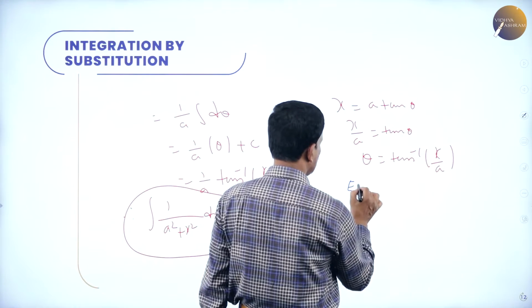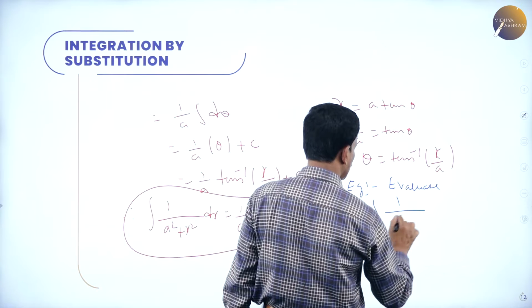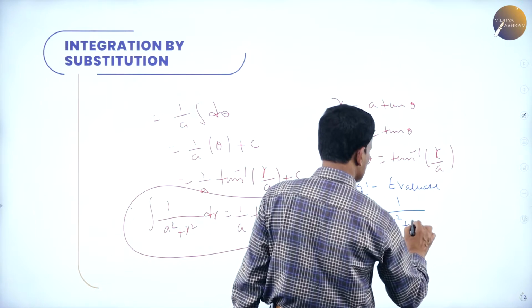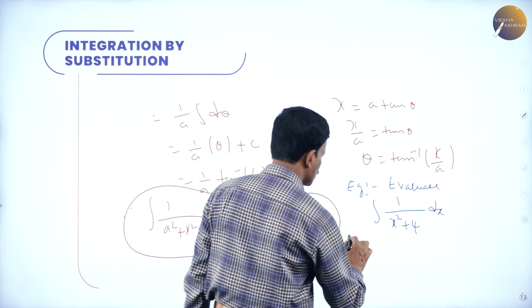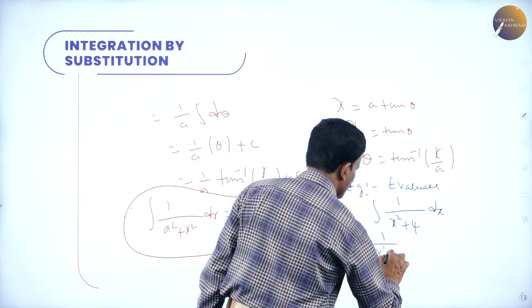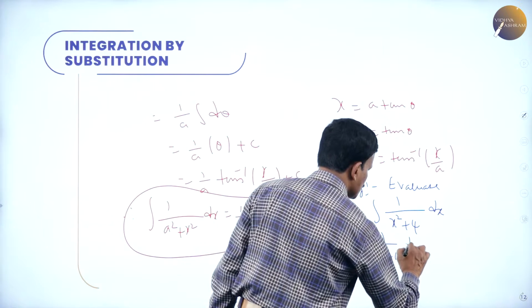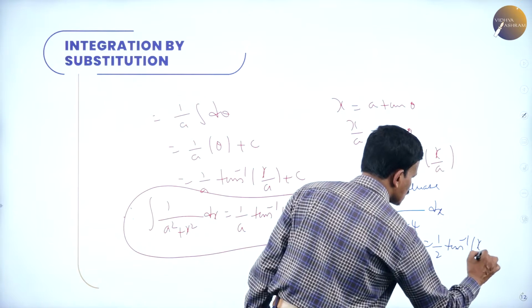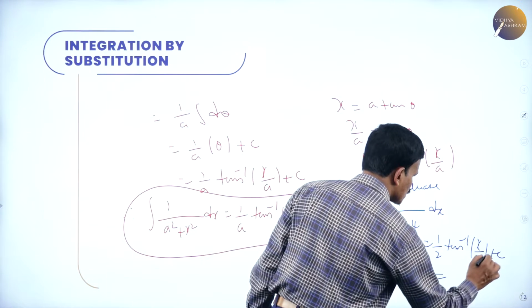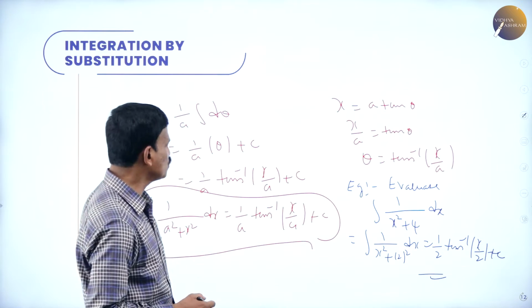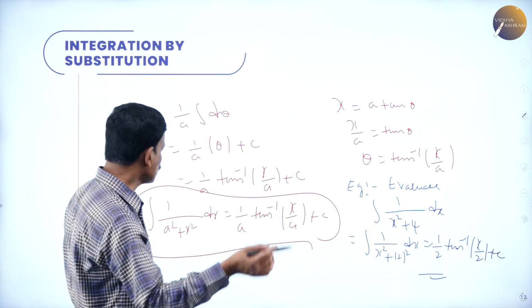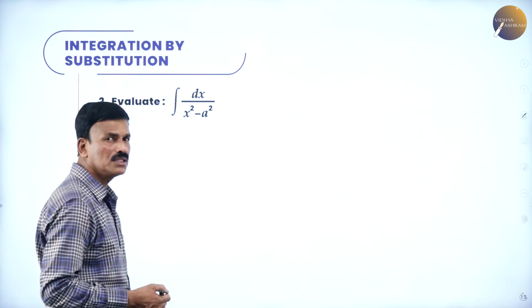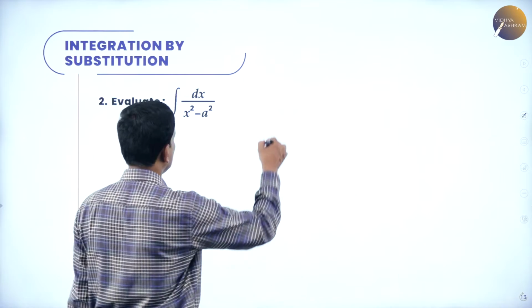So for example, evaluate the integral of 1 over x square plus 4 dx. This x square as it is, 4 can be written as 2 square dx. So this is of the form 1 over 2 tan inverse x by 2 plus c. That's it. 1 over 2 tan inverse x by 2 plus c. Right. Now let's come to the next problem. This is also a very important problem indeed.